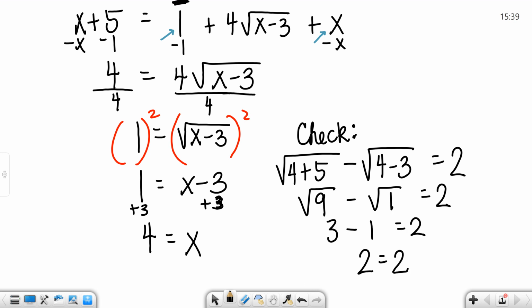And it did work out. So x is definitely 4. So just have to be careful when you're doing these problems. Okay, I've got one last example that I want to show you.